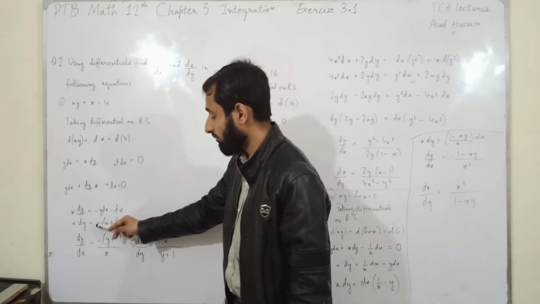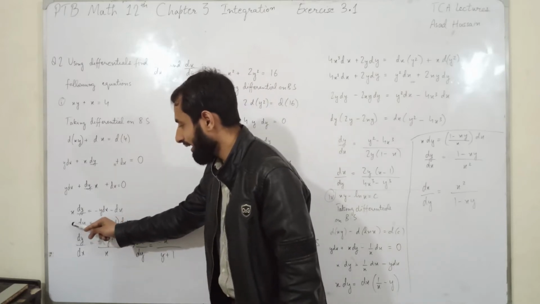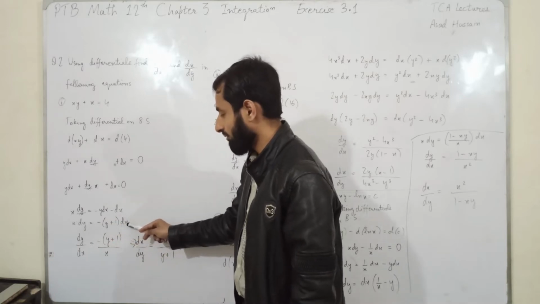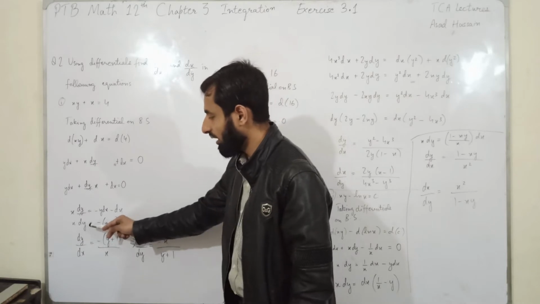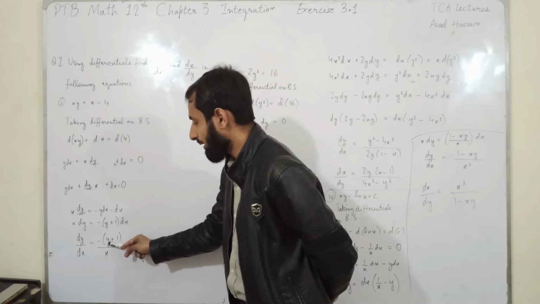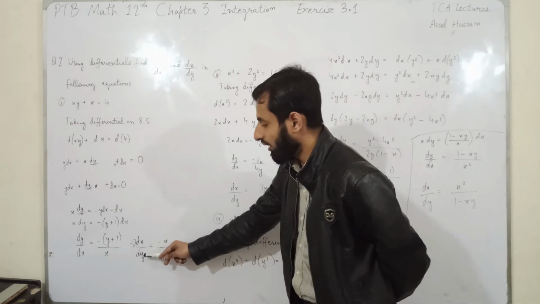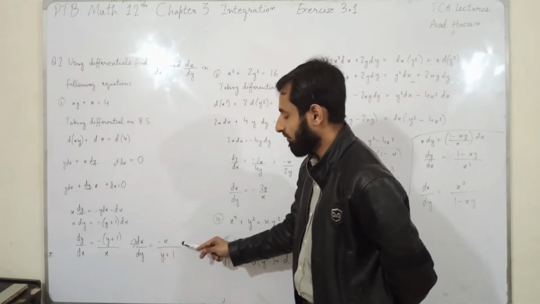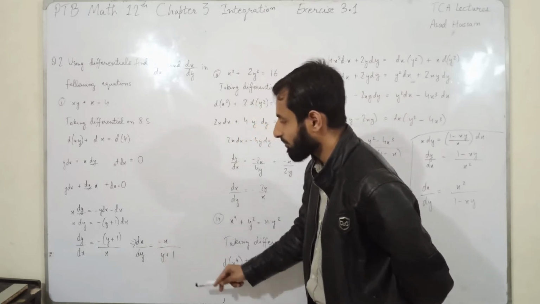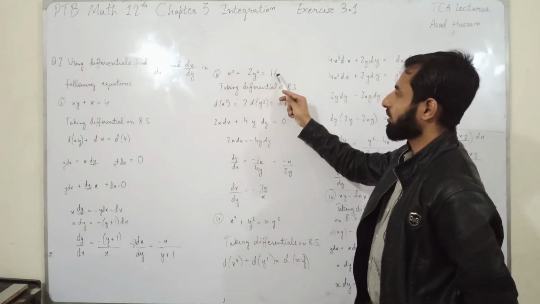Now we will take common negative and dx, which will give us the equation x dy is equal to negative bracket y plus 1 bracket of dx. We will move this dx to the other side, which will give us our first answer: dy over dx is equal to negative bracket y plus 1 bracket divided by x. For dx by dy, we will reciprocate the fraction, which will give us dx over dy is equal to negative x over y plus 1.